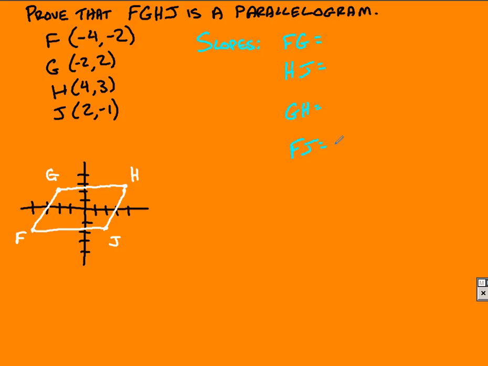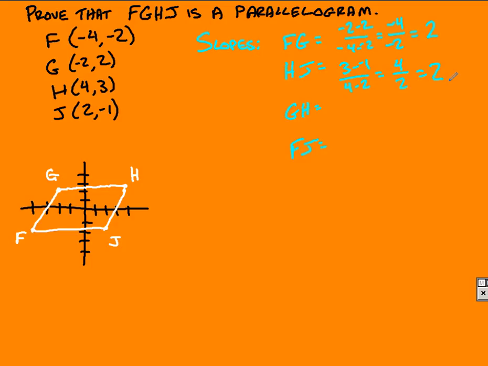So when I do that, if I do F and G, it would be negative 2 minus 2 for subtracting my y's, and negative 4 minus negative 2 for my x's. So when I do that on top, I should get negative 4. On the bottom, I should get negative 2. That simplifies to be 2. If they are parallel, then HJ should be the exact same. So I'll do 3 minus negative 1, and on the bottom 4 minus 2. So I should get 4 on top, 2 on the bottom, also 2. So those sides are parallel.